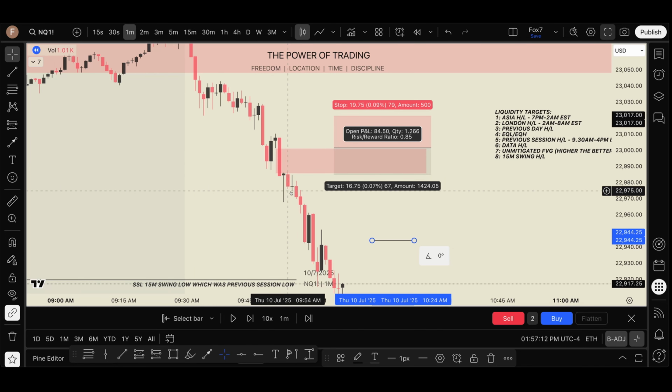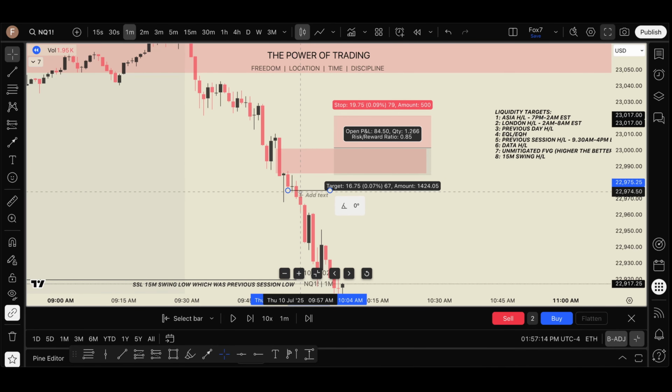We have 1, 2, 3. We mark out the next candle that goes inside the gap. We mark out the low. We want the candle to close body below this level without taking this swing point.